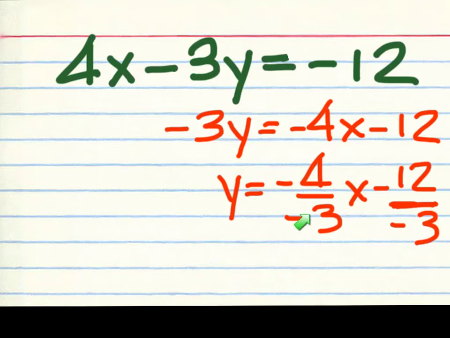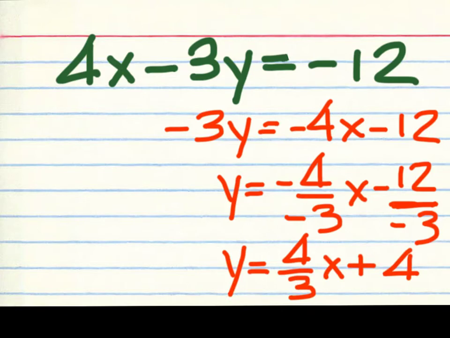You have negative 4 over negative 3, and then minus 12 over negative 3. You have to simplify this. Negative over negative is positive, and again on the back side, negative over negative is positive. So you should end up with a positive 4/3 for your slope, and then plus 4 on the back end. Don't forget the number next to the x. 4/3 is the slope. That's up and over. And the back one is the y-intercept. That's where you mark it off on the graph.